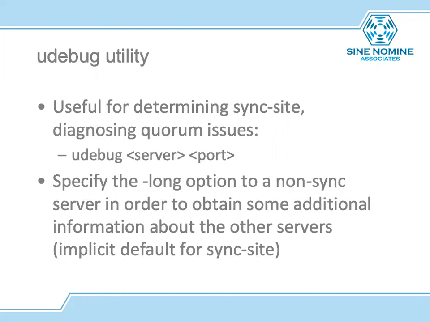If you are an administrator of a cell, you might be familiar with the udebug utility. The utility is useful for determining the sync site and diagnosing quorum issues. The syntax is very simple. You just specify the server you want to get the state from, and you specify the port.